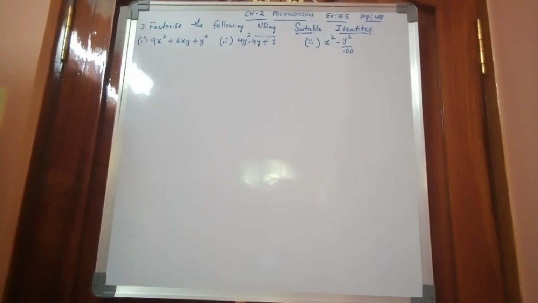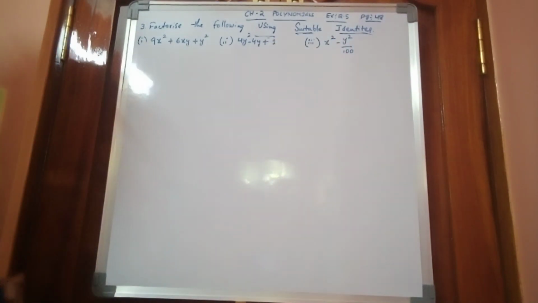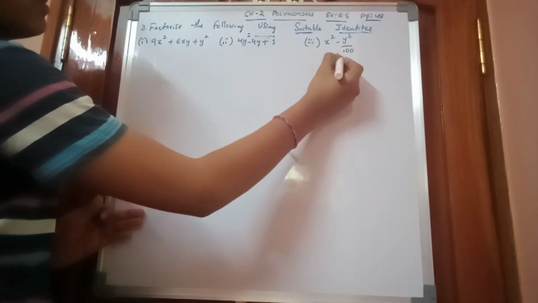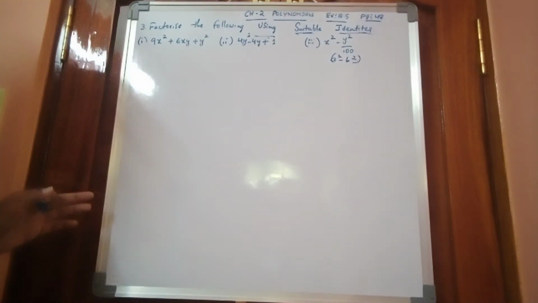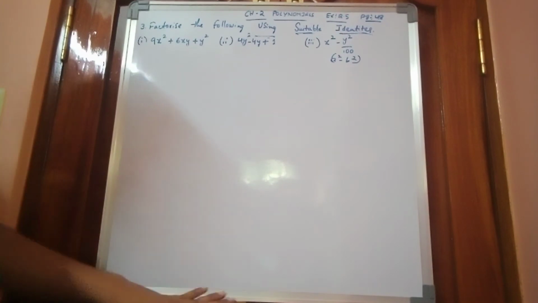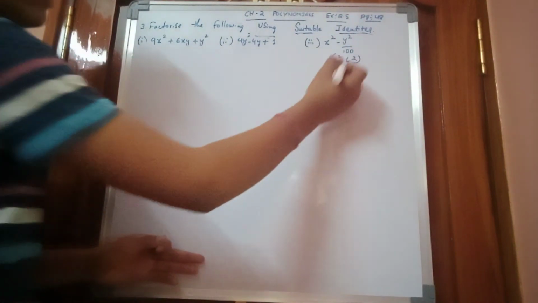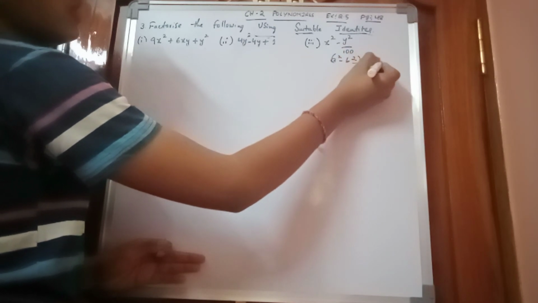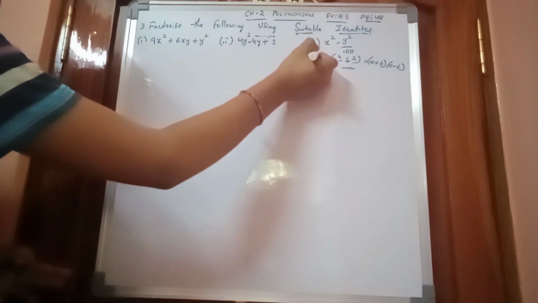Now coming to the third one, x square minus y square by 100. Here you get in your mind that we have two square numbers. So we can use the a square minus b square formula. Why? Because they are square numbers, so we can use it. But also we have to take these two numbers in the square form, equal to a plus b into a minus b. We have to use this formula in this third one.